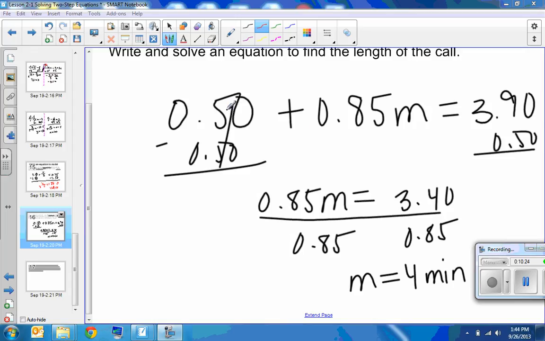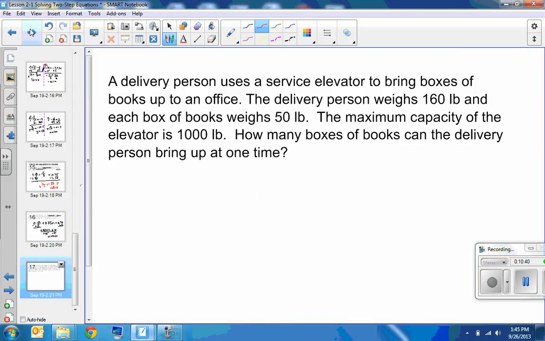So we should have subtracted 50 cents from both sides, brought down the 85 cents times m, and got $3.40. Opposite of multiplying is dividing, and I'm going to divide both sides by 85 cents, and m equals 4. Go ahead and try this one on your own.